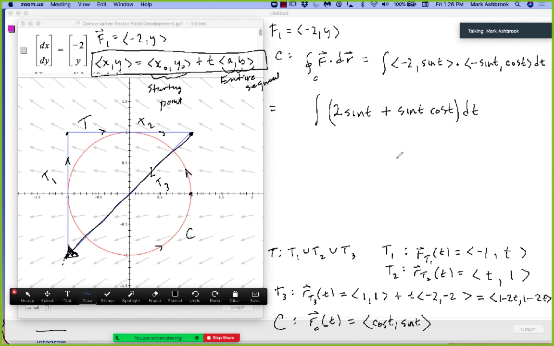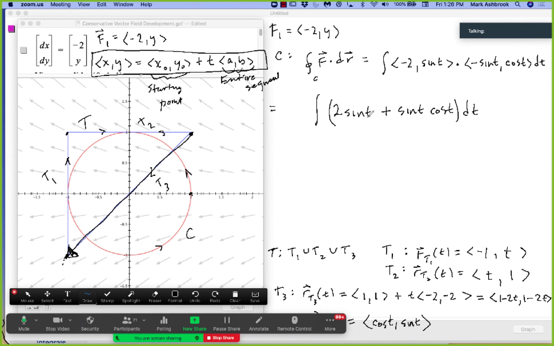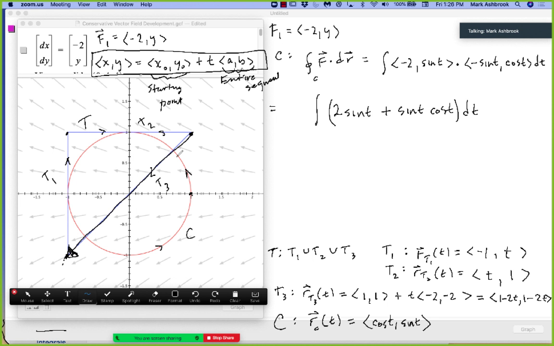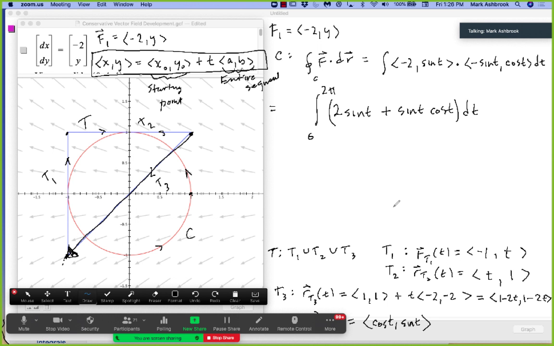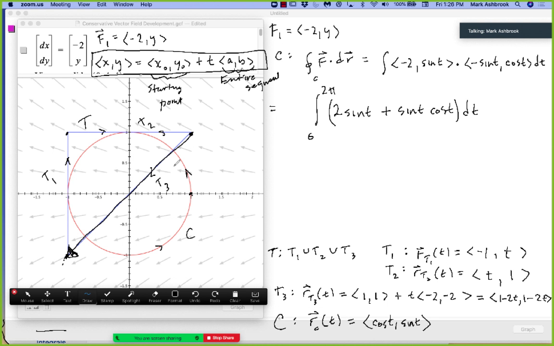What will our bounds be for this? T will go from what to what? 0 to 2 pi. Yeah, t is our argument in the sine and cosine, so it's angle measure. So it'll go from 0 to 2 pi. Okay, and then let's predict this one before we find out what the value is.